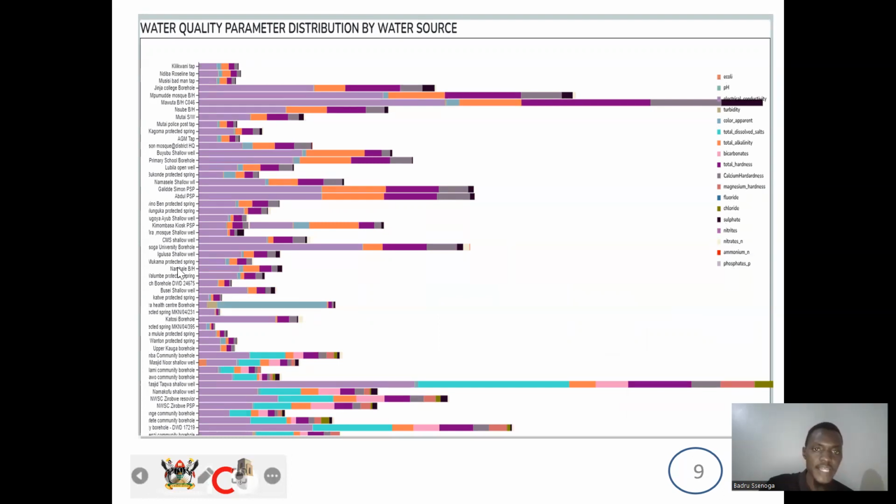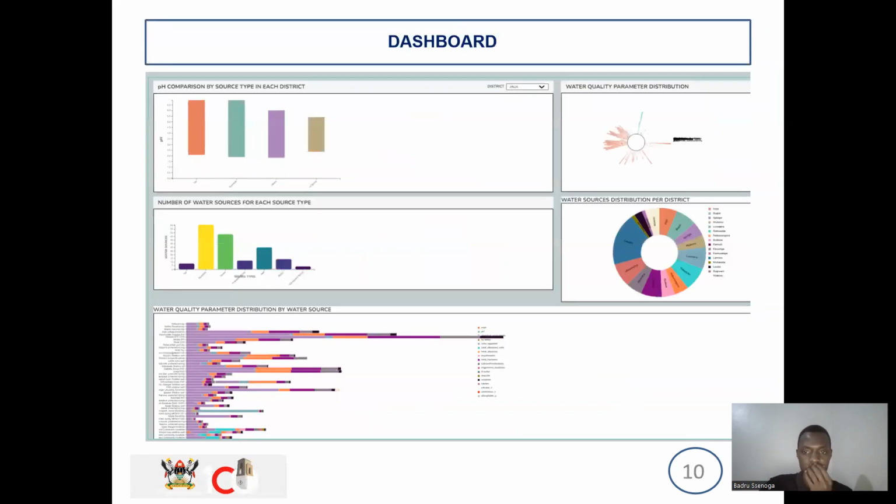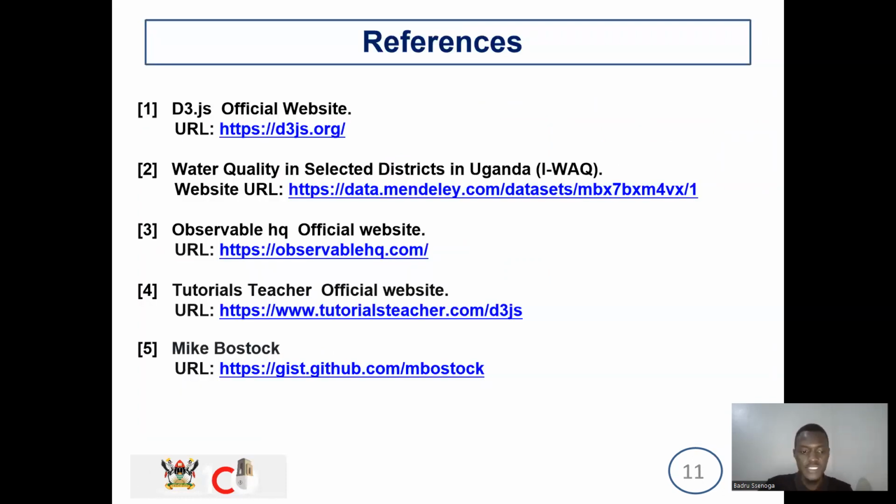Then at the side here, I showed the distribution of these parameters by water source, not district, but each particular water source. So that is what I specified. There are so many water sources, that's why it even goes down. But I tried to visualize it, so that if you're looking for pH, you can tell how much pH is on that particular water source. Briefly, that's it. That is the dashboard. And these are my references.